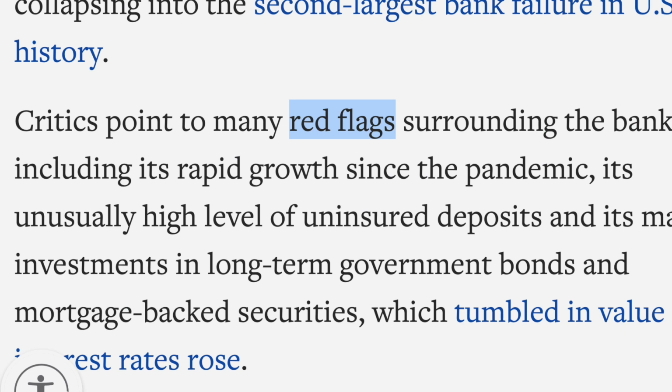So from this story, critics point to many red flags surrounding the bank, including its rapid growth since the pandemic. So they're pointing to red flags. Well, then what are red flags here? I think we can think of them as warning signs. A warning sign is something that should tell you that there's something wrong and something could get worse in the future if you don't do something about it.